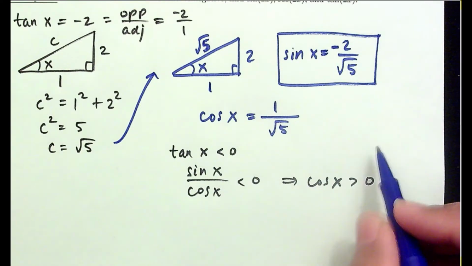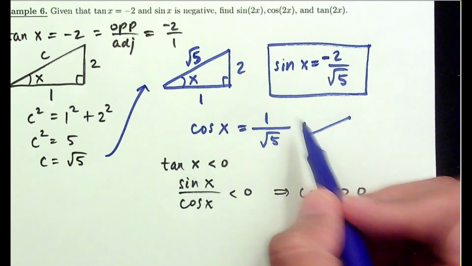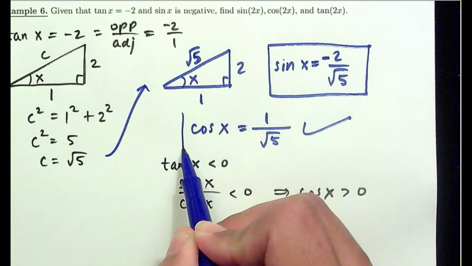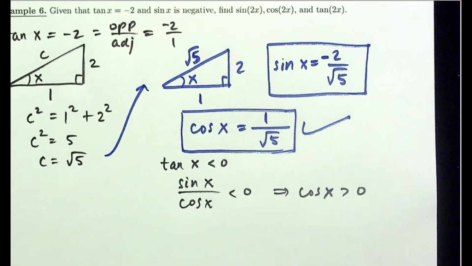Has to be positive, so therefore this is right. I don't have to put a minus. So now we found what is both sine and cosine.